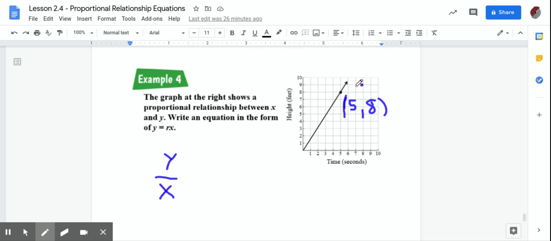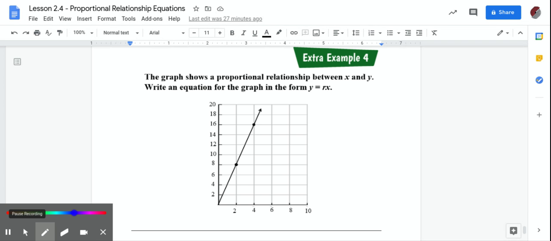I notice that my x is 5, my y value is 8, so I'm going to write that as 8 as my y, and my x is 5. And so that is my constant of proportionality, or my unit rate. And so I'd write that as y equals, and I'm going to leave it as an improper fraction, 8 over 5x. And that would be my answer for that problem.